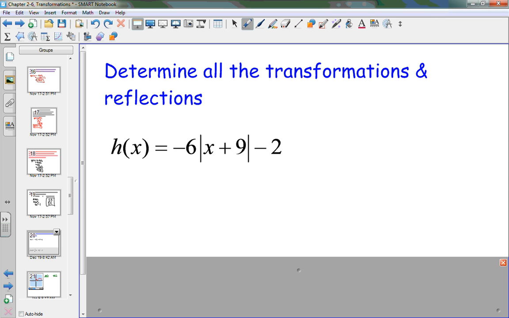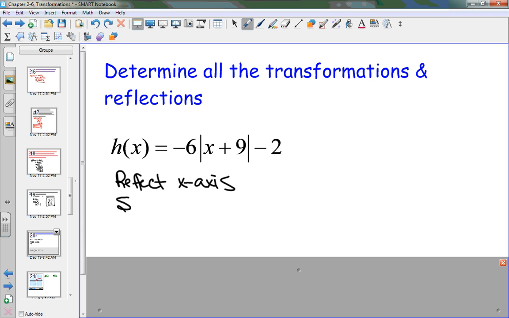You've done 100% perfect. What did she just say? It reflects over the x, not the y, because what? It's not in the absolute value of the x. So this is going to be reflected over the x-axis. Then what does the 6 do?